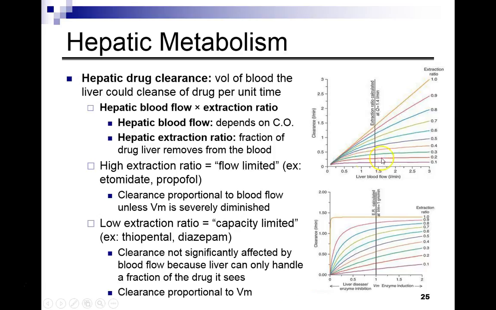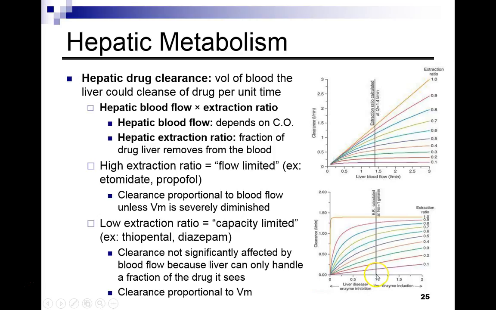So what really changes the parameters over here? The answer is hepatic enzymatic activity, hepatic metabolic activity. And so we can see here that as the liver becomes less metabolically active, we have decreased clearance. On the other hand, if you had enzyme induction, you would have increased clearance.